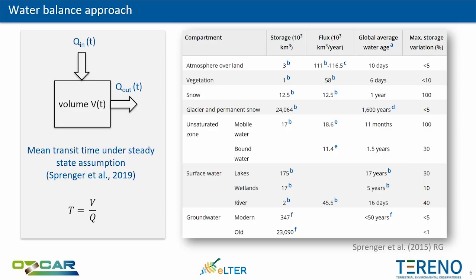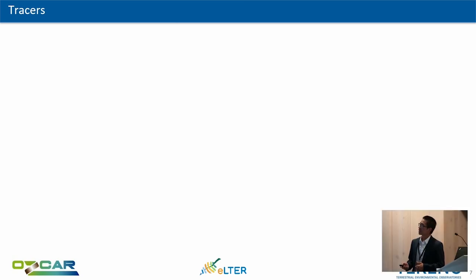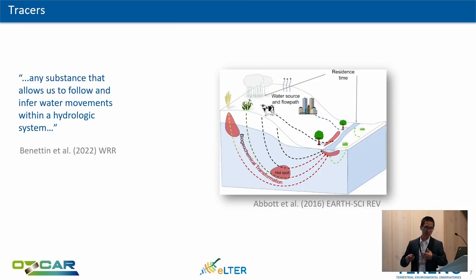But the mean transit time is not so informative. For example, when contamination happens, we want to know when the first water particle appears in the stream and when the last contaminants move out of the catchment. In this case, we can use tracers. So what is a tracer? A tracer is any substance or physical property of water that can be used to infer the movement of water within the hydrologic system.